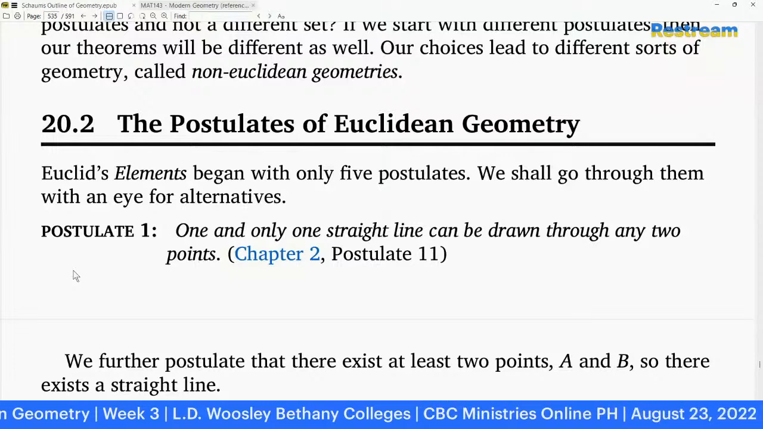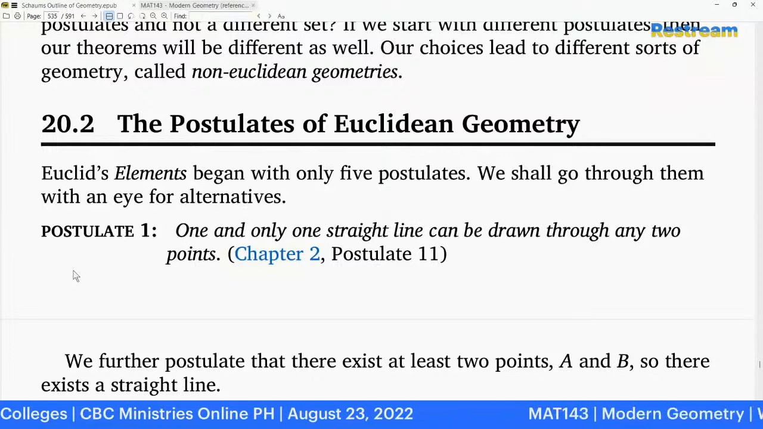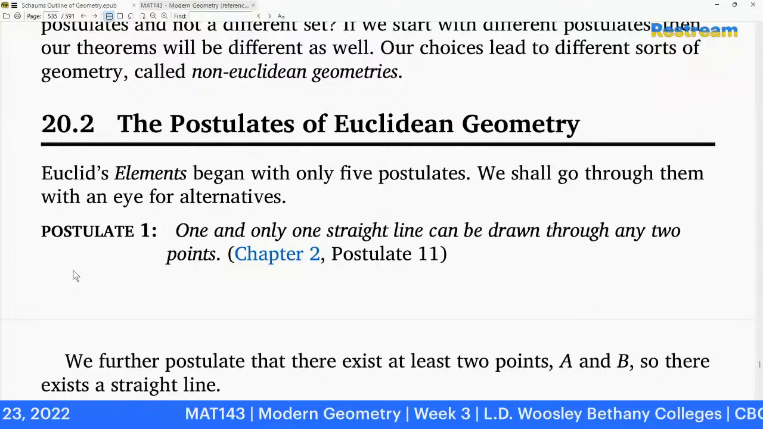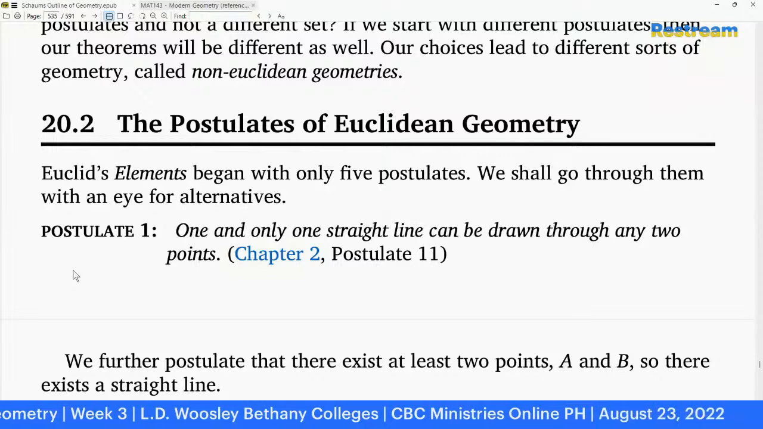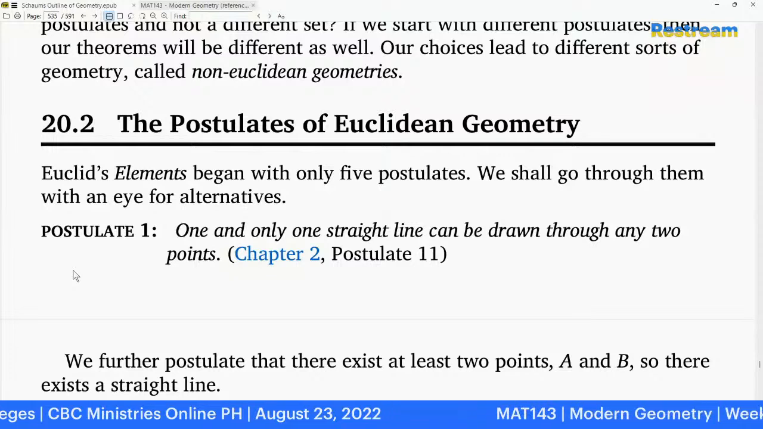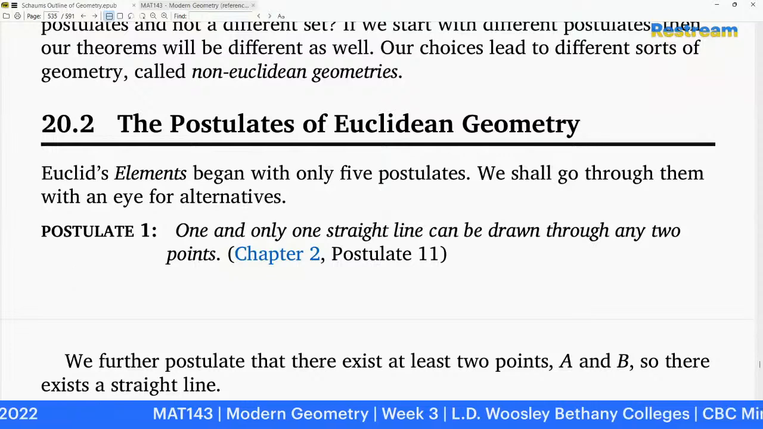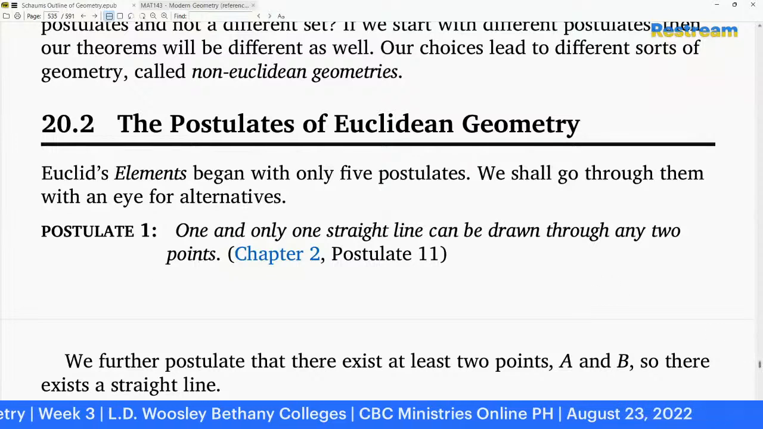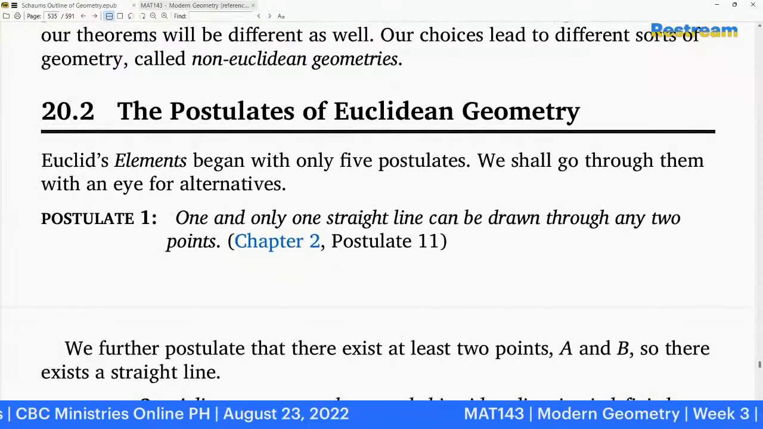Pero hindi na-realize ito ng mga modern mathematician. Hey, we're not really living on a flat surface. We're in a spherical world, an elliptical dimension. Then if there are 2 points that lie on a sphere or an ellipse, can we draw only, sabi dyan, one and only one straight line through any points, even in a sphere? So nag-agree dyan, even yung mga non-Euclidean geometry. So we further postulate that there exist at least 2 points, and these 2 points would define a line, so there exists a straight line.